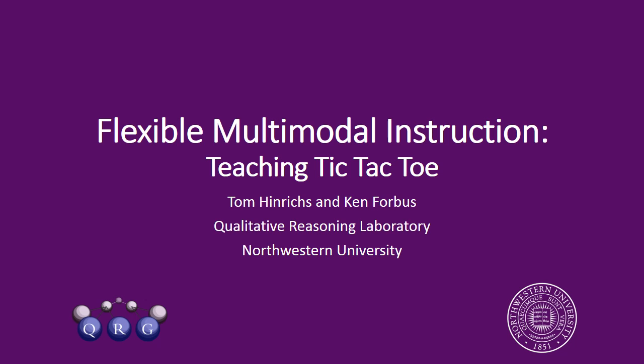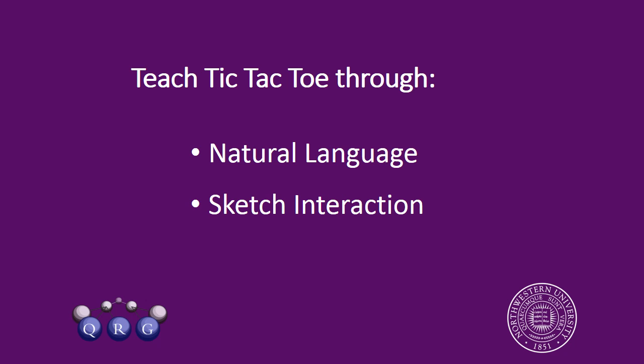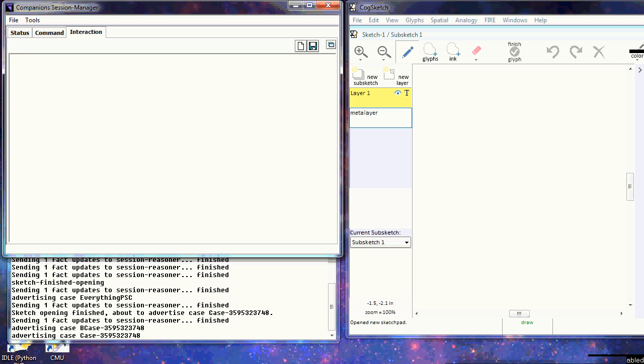This is a demonstration of flexible multimodal instruction in a cognitive companions architecture. And we're going to teach our computer to play Tic Tac Toe through a combination of natural language and sketch interaction. So we start by introducing the topic. And I say I'm going to teach you to play Tic Tac Toe. And this provides some expectations about how to interpret future statements.